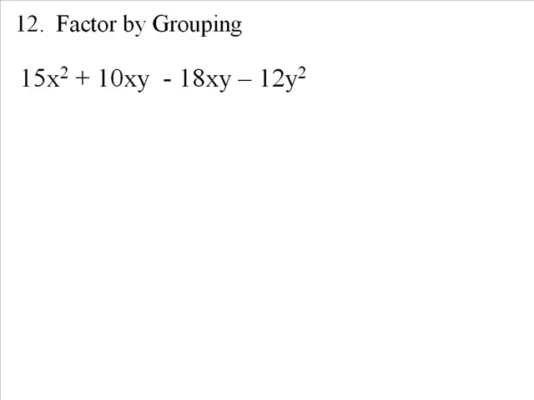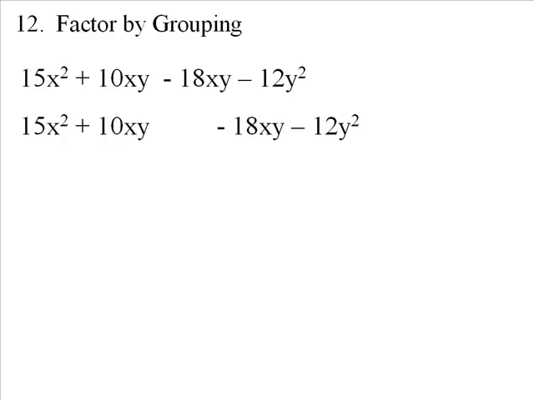Number 12, factor by grouping. 15x squared plus 10xy minus 18xy minus 12y squared. Well, the first thing we're going to want to do is to group these things in groups of 2. So we'll group the 2 on the left and we'll group the 2 on the right. Kind of separate them a little bit.